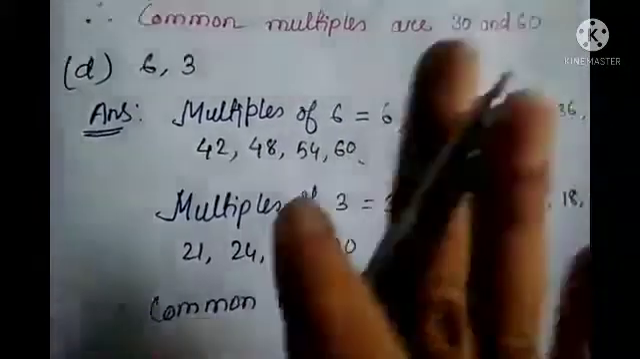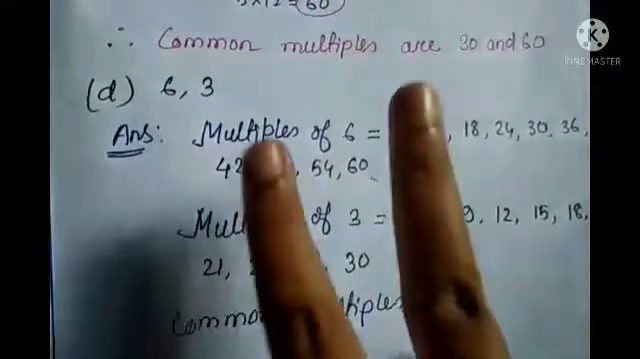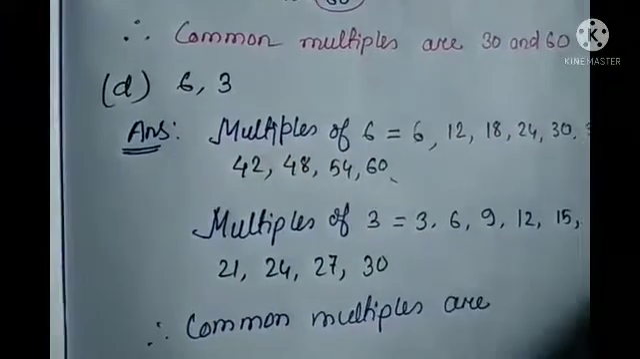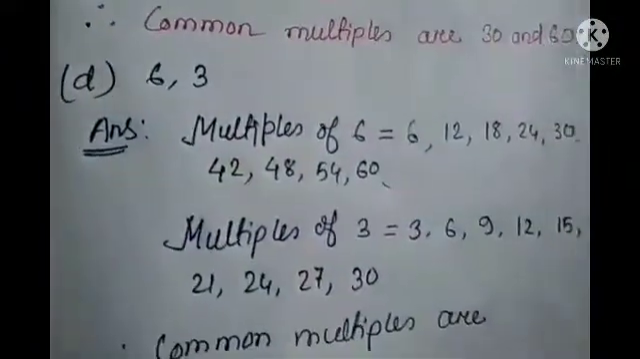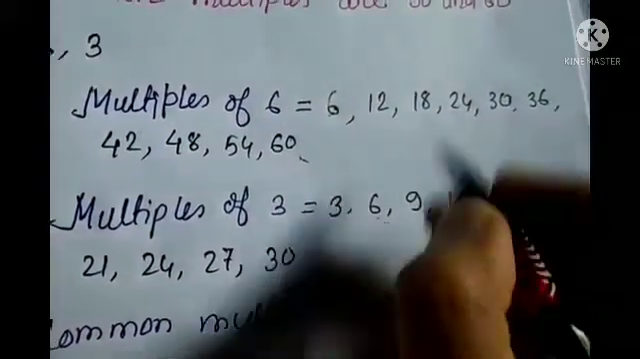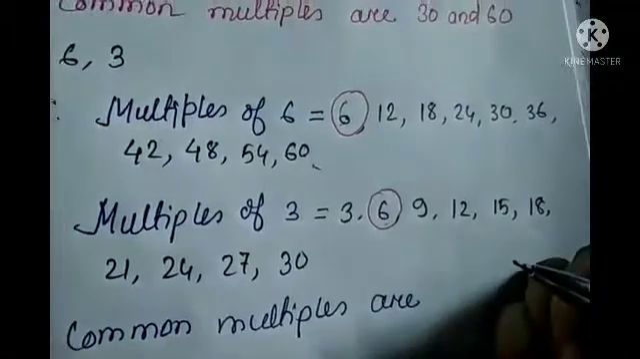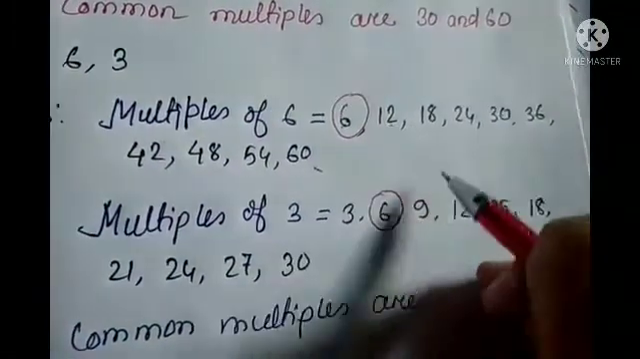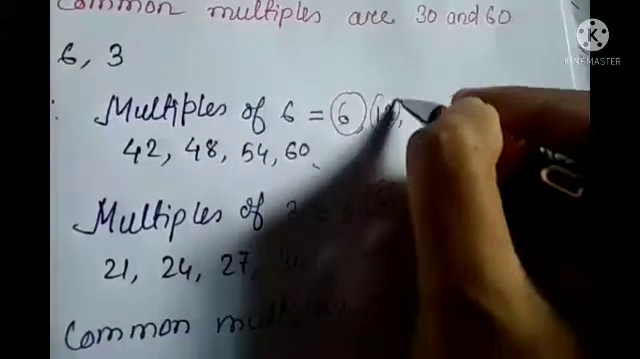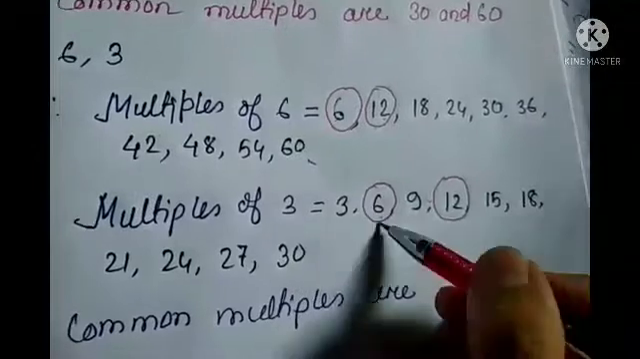So this much we will write. Now according to the question we have to find out the first two common multiples. So now let's see what the common multiples are here. You can see the first one is 6, and here, yes, you can find 6 and 6. Now here it is 12. You get another common multiple, right? So 2 you already get.